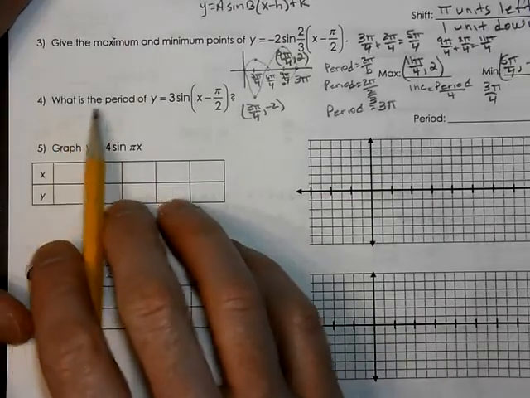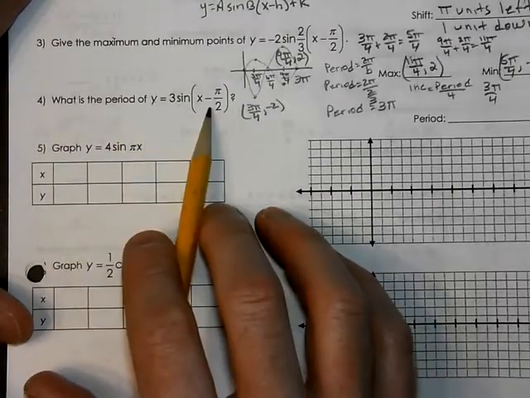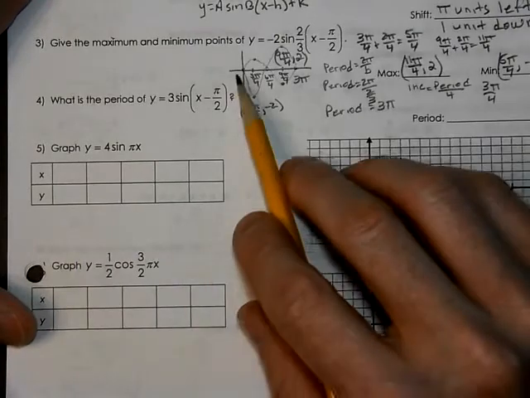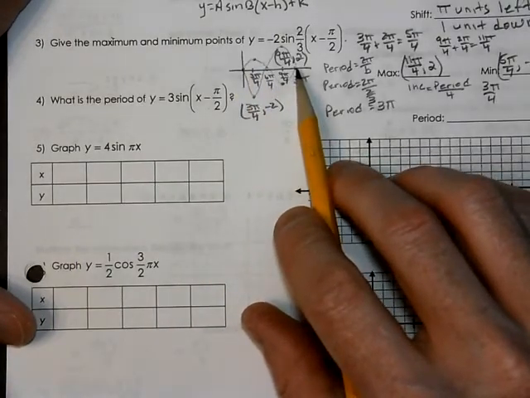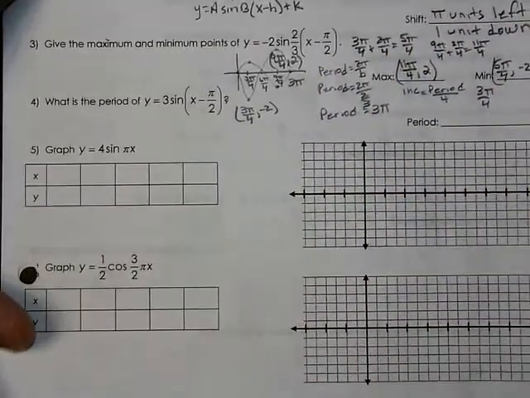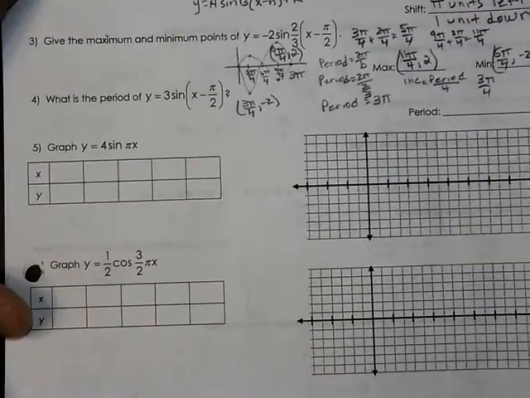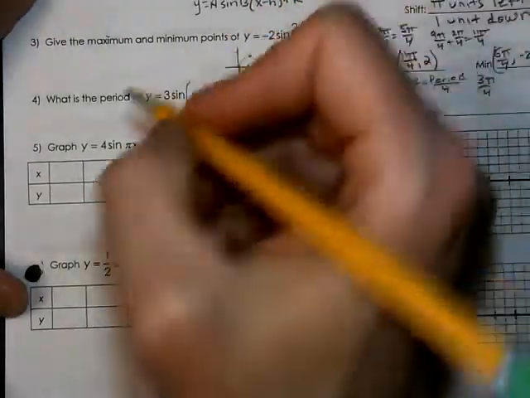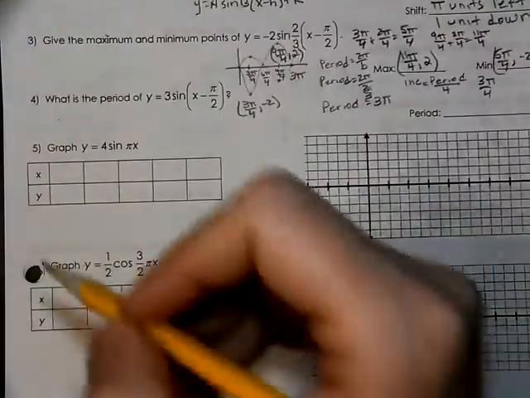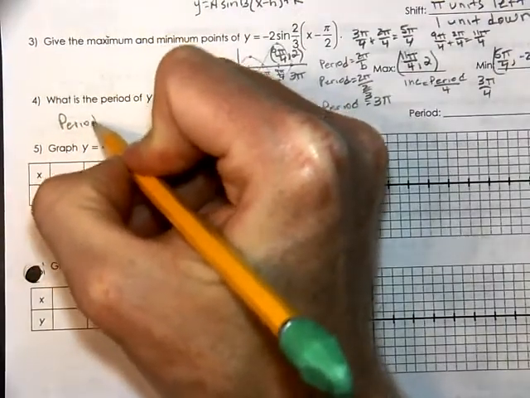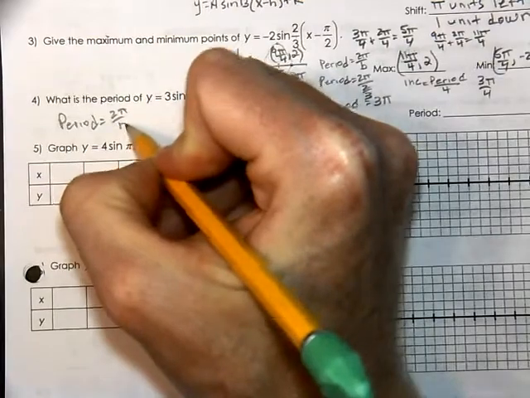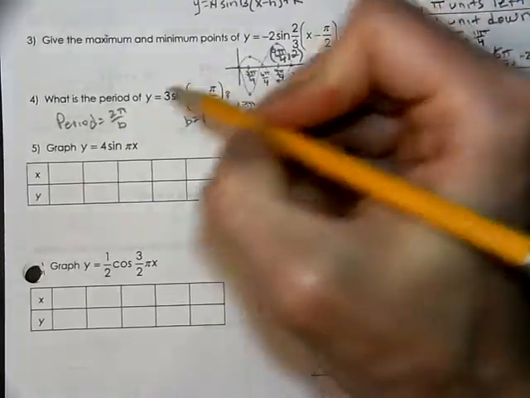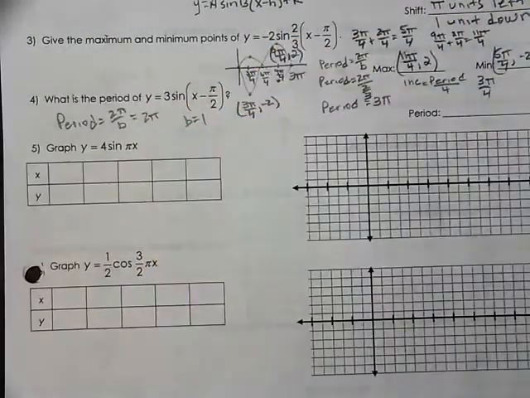Number 4, what is the period of this graph? Well, the period is the x value that it takes the graph to go all the way through the cycle. The cycle is considered the portion of the graph. The period is the x value that the cycle takes up. So the period, as we've talked about already, is 2 pi divided by b. We see here that the b value is 1. So the period is just going to be 2 pi.